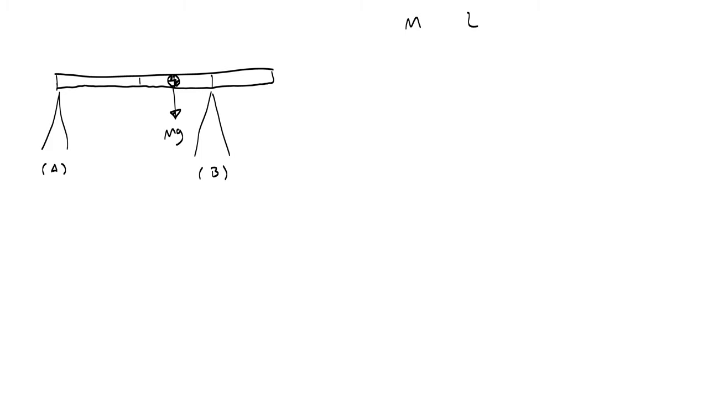The other two forces are going to come from the sawhorses. They'll support the object by acting up, so we'll call that a normal force acting on A, and this we'll call a normal force acting on B. So we'll call this one NA, and we'll call this one NB.